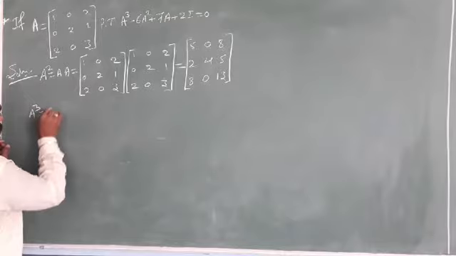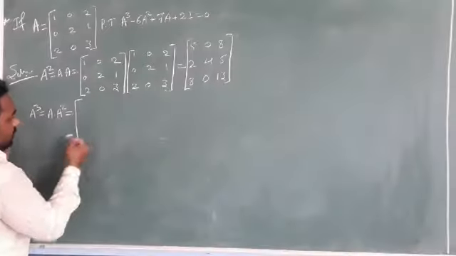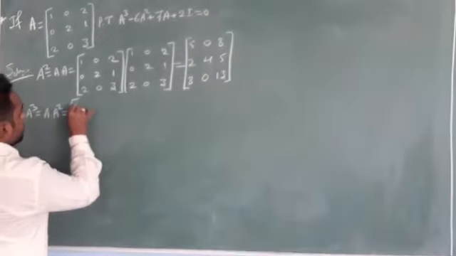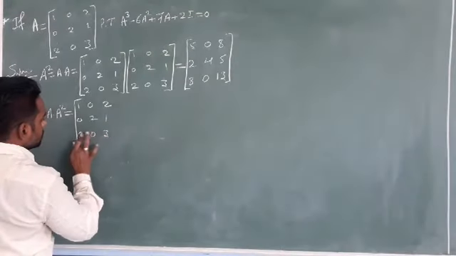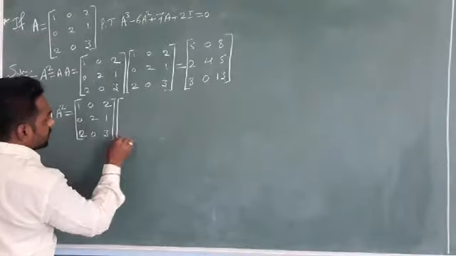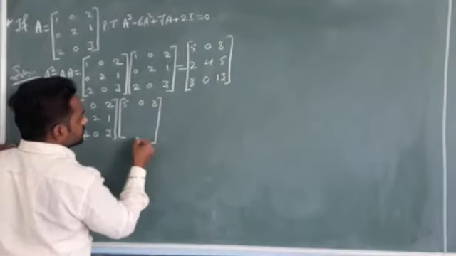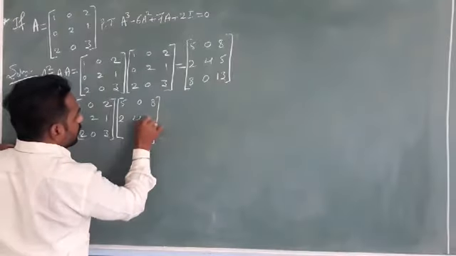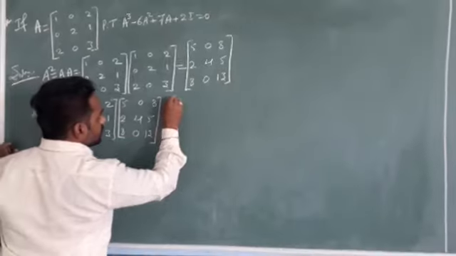A cube equal to A into A square. So what is A? The given matrix 1, 0, 2, 0, 2, 1, 2, 0, 3. What is A square? It is the matrix 5, 0, 8, 2, 4, 5, 8, 0, 13. So do the calculation now, students.